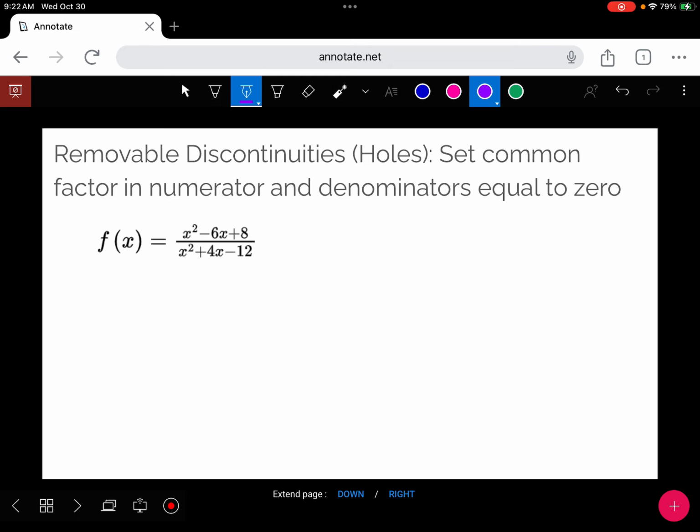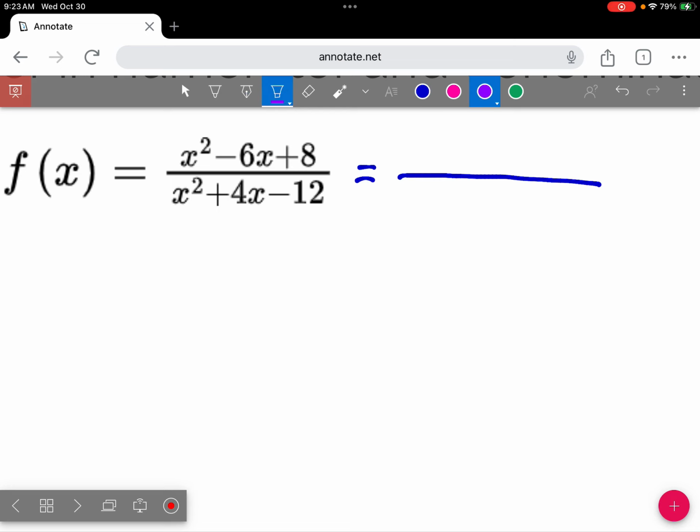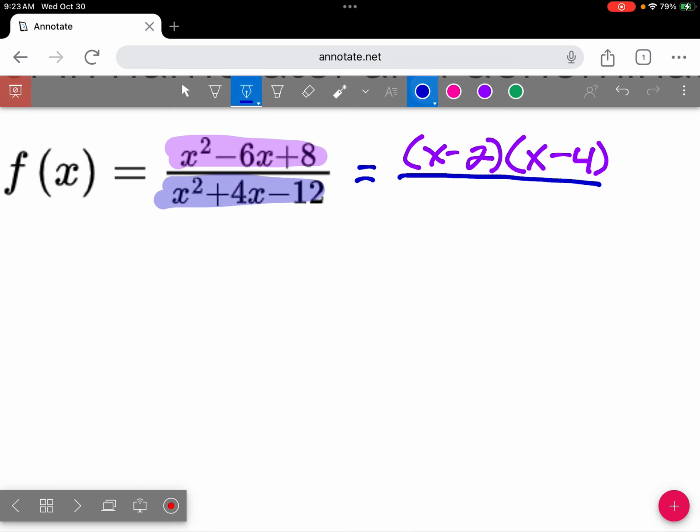Okay. So I'm going to zoom this in a little bit just because I know my equation's a little bit small, especially for those of us in the back. There we go. So here's our equation. We got f of x equals x squared minus 6x plus 8 over x squared plus 4x minus 12. We're going to factor both of these. So this is going to be the same thing as, what does our numerator factor to? X minus 2, x minus 4. What does our denominator factor to? X plus 6 and x minus 2.